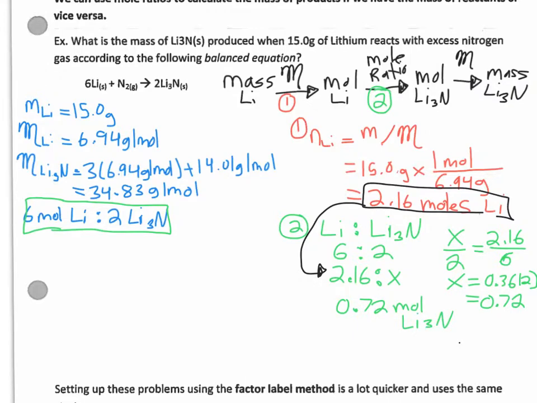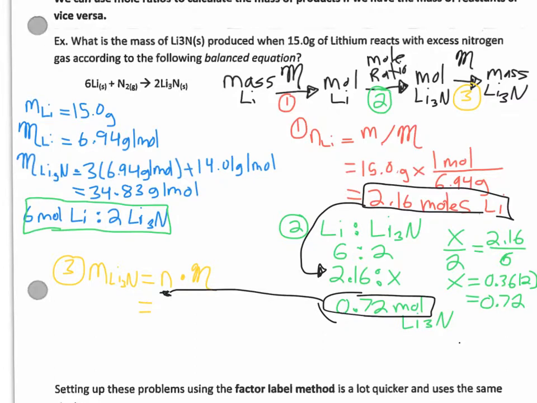Then we're going to take this number and we're going to calculate the mass using molar mass. So I'm going to put my step 3 over here. So if we are looking for mass of lithium nitride, it's going to be number of moles times our molar mass. So we take our number of moles that we solved for over here, and it comes here.